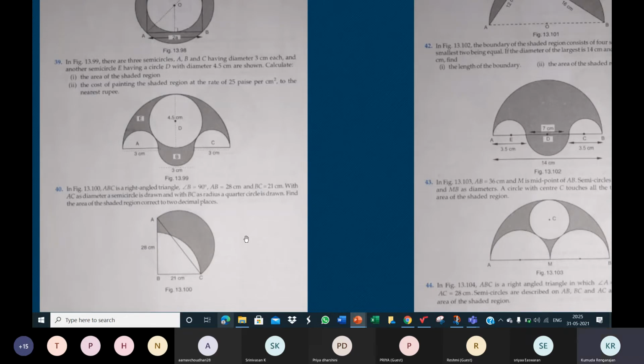Who can express the idea in words? Find diameter of semicircle. No. What I'm expecting is, how do you find the area of the shaded region? How do you find the area of the shaded region? Express that in words.